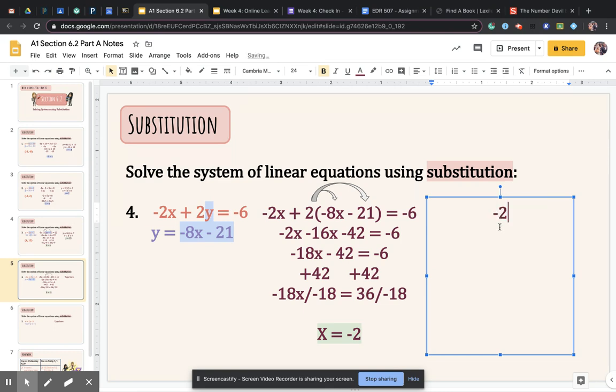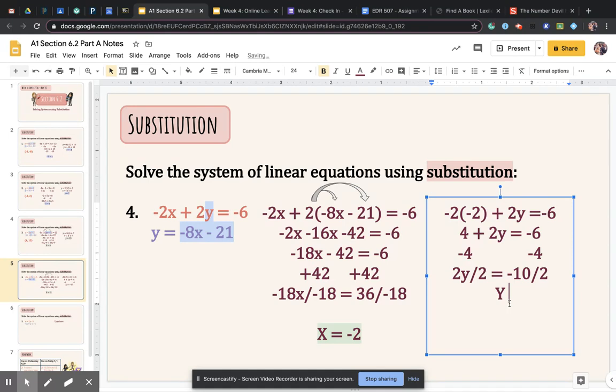So I could do negative 2 times negative 2 plus 2y is equal to negative 6. Negative 2 times negative 2 gives us 4, plus 2y is equal to negative 6. I can subtract 4 on both sides. And then 2y is equal to negative 10. Divide both sides by 2. And y is equal to negative 5. So that's our y value.